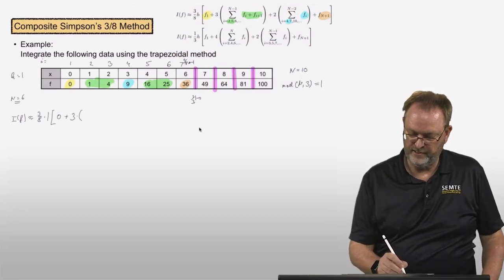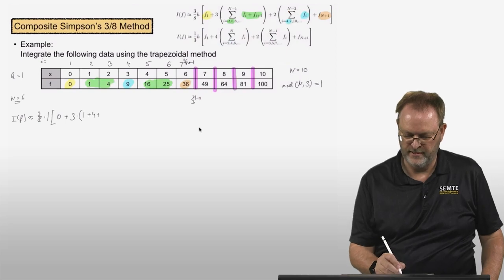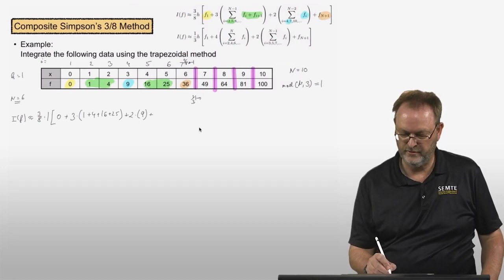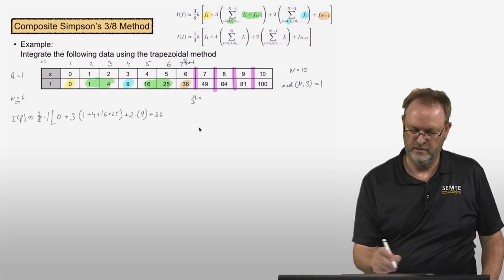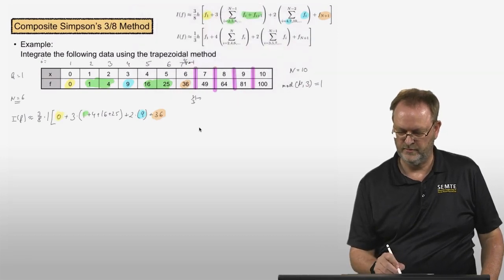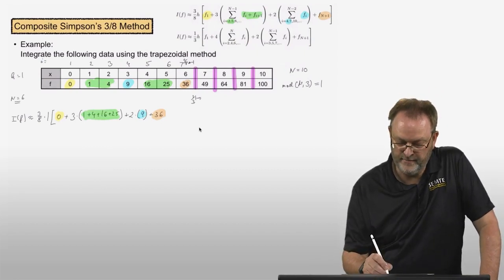So I have to sum up here with a factor of 3 in front all the green values. So 1 plus 4 plus 16 plus 25. And then plus 2 times all the blue values, that's just the 9. And then I have to add the orange value, the last one. So let's color these consistently. It's my 36. It's my 0. Those are the green values. So that takes care of my 3/8 method.